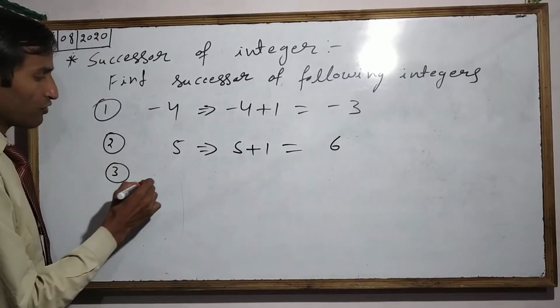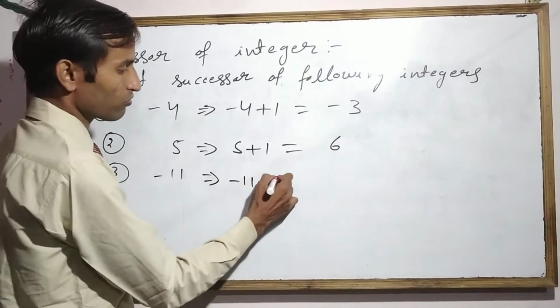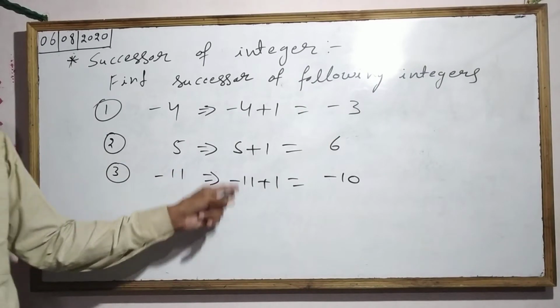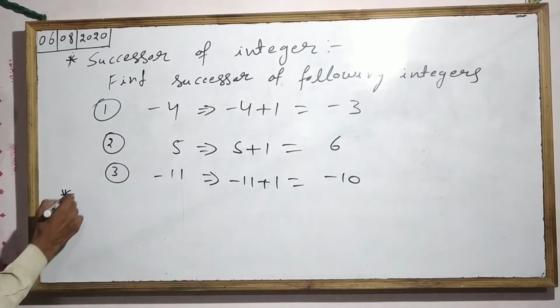Third, we have to find the successor of -11. So what will we do here? -11 + 1 will get -10. So these are called successors. Now we have to do predecessor.